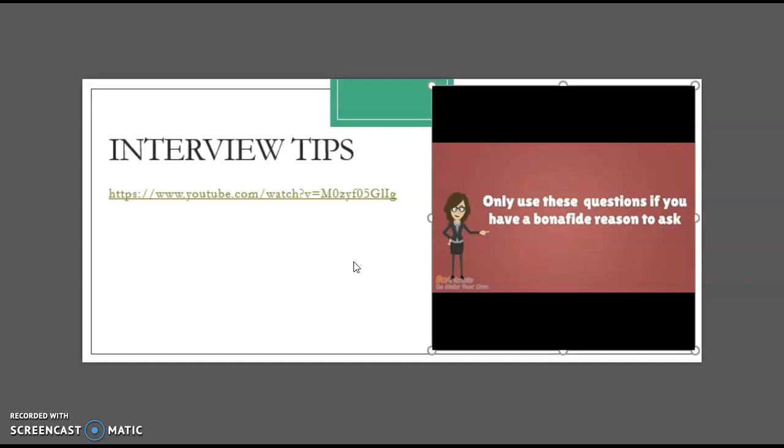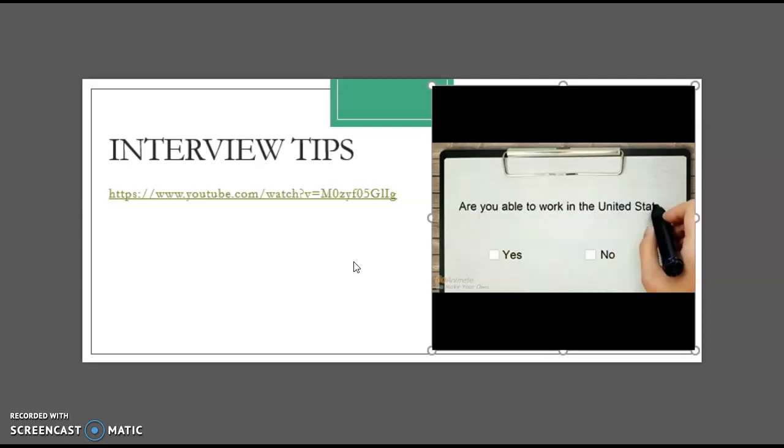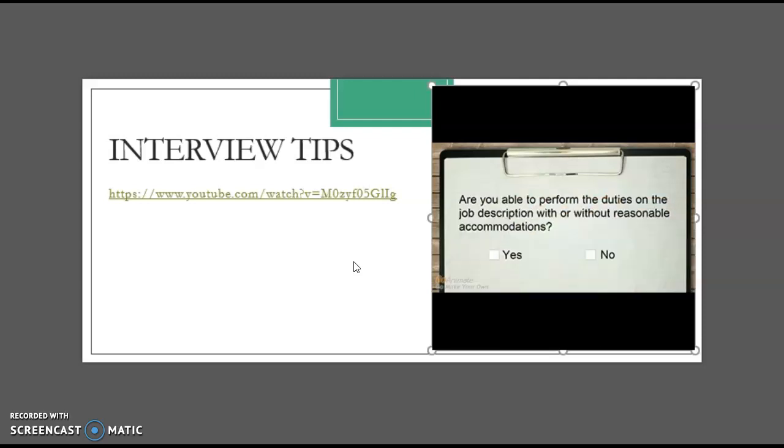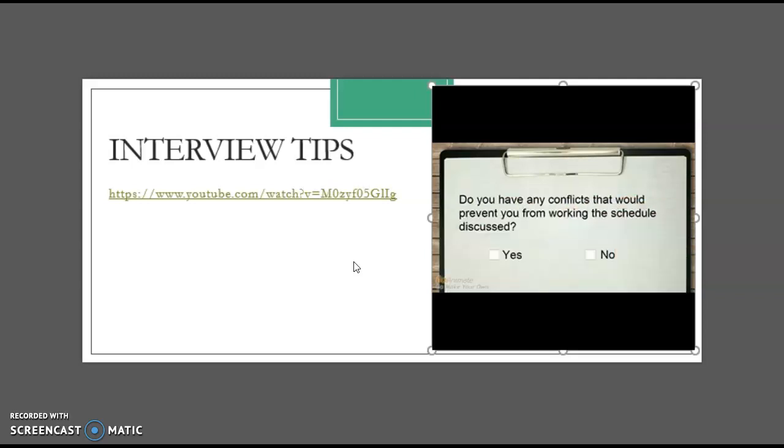Do you have any responsibilities that conflict with the job's attendance or travel arrangements? Are you able to work in the United States on an unrestricted basis? Are you able to perform the duties on the job description with or without reasonable accommodations? If hired, can you provide proof that you are at least 18 years of age? Do you have any conflicts that would prevent you from working the schedule discussed?